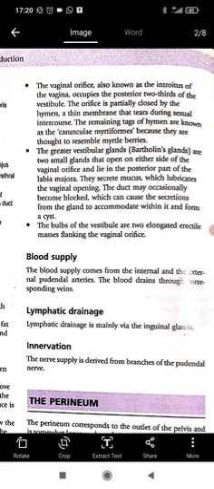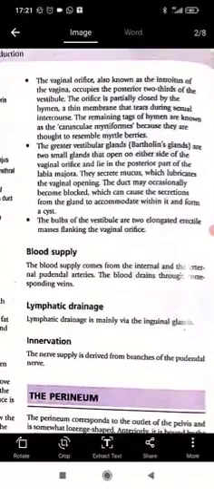Then we have the greater vestibular glands, more commonly known as the Bartholin's glands. These are two small glands that open on either side of the vaginal orifice. What is their function? They secrete mucus, which serves as lubrication for the vaginal opening. The duct may occasionally become blocked, resulting in a cyst. Then we have the bulbs of the vestibule, which are elongated erectile masses flanking the vaginal orifice. So they also surround the vaginal orifice.